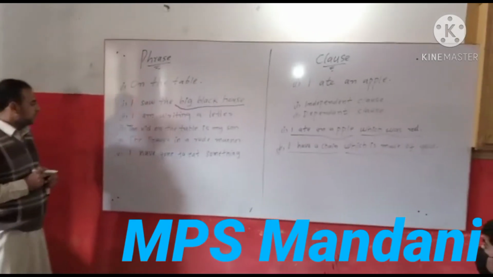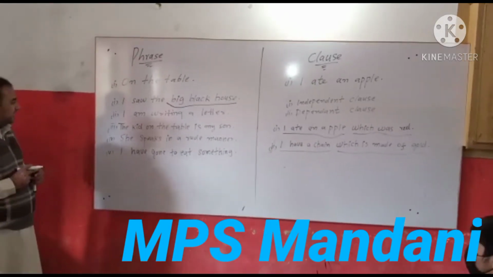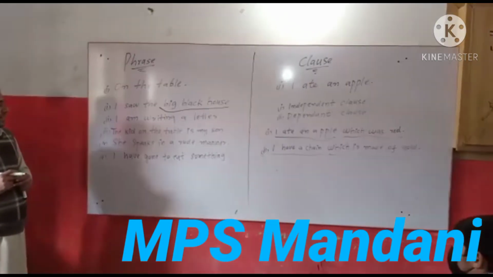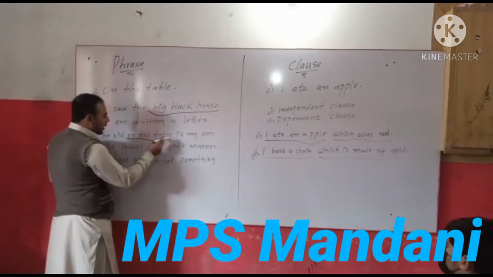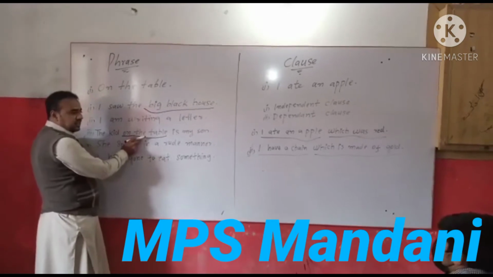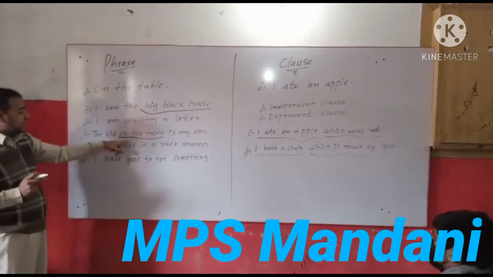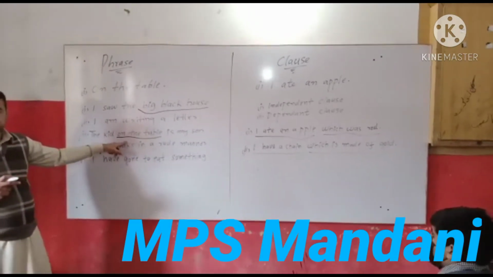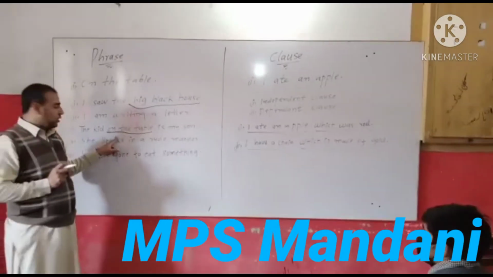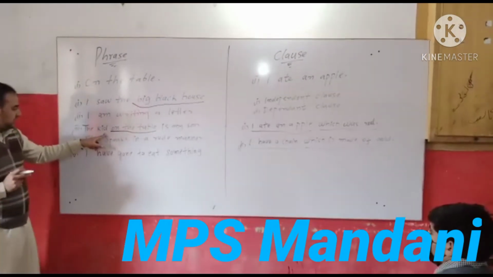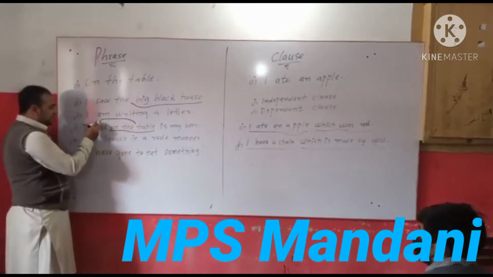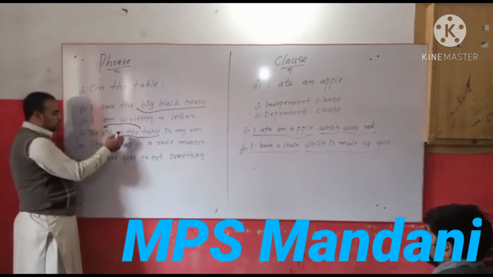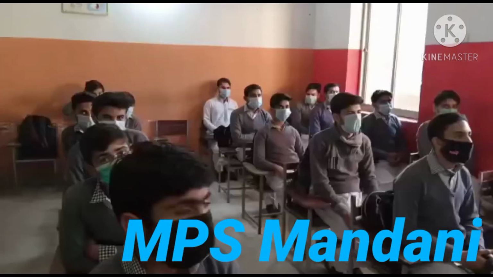In the next example, we have an adjective phrase. The cat on the table is my son. Okay, this is a phrase. Why is it a phrase? Because it makes incomplete sense, and it is an adjective phrase. What is an adjective phrase? An adjective phrase gives extra information about a noun. In this sentence, the noun is cat. So this part modifies the cat, which is a noun. So it is called an adjective phrase.